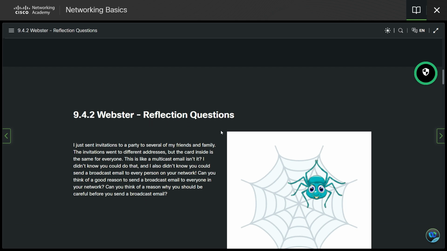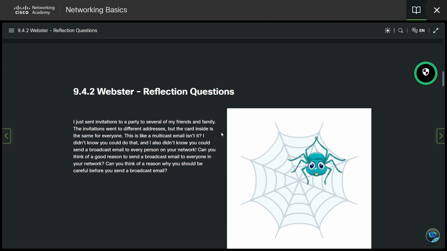And now the reflection question. I just sent an invitation to a party to several of my friends and family. The invitation went to different addresses, but the card inside is the same for everyone. This is like a multicast email, isn't it? I didn't know you could do that. I also didn't know you could send a broadcast email to every person on your network. Can you think of a good reason to send a broadcast email to everyone in your network? Can you think of a reason why you should be careful before you send a broadcast email?